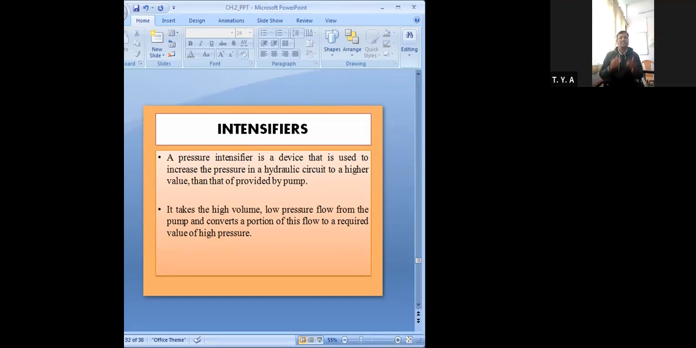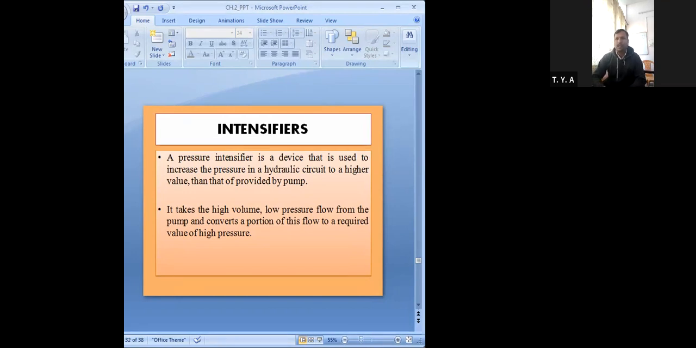So it takes the high volume low pressure flow, that is the fluid from the pump, and converts it proportionally into a flow with a required low volume but high pressure value. Getting it? That is the meaning of intensifier.